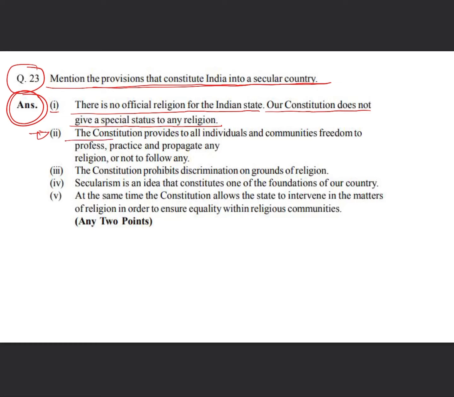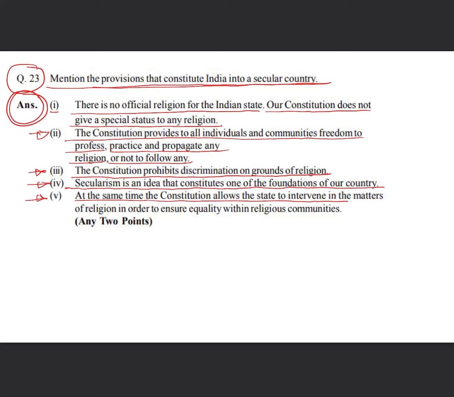Second, the constitution provides to all individuals and communities freedom to profess, practice, and propagate any religion or not to follow any. Third, the constitution prohibits discrimination on grounds of religion. Fourth, secularism is an idea that constitutes one of the foundations of our country. Fifth, at the same time, the Constitution allows the state to intervene in the matters of religion in order to ensure equality within religious communities.